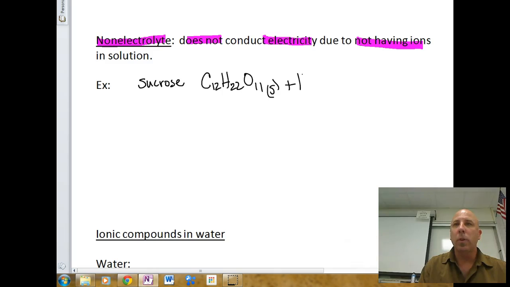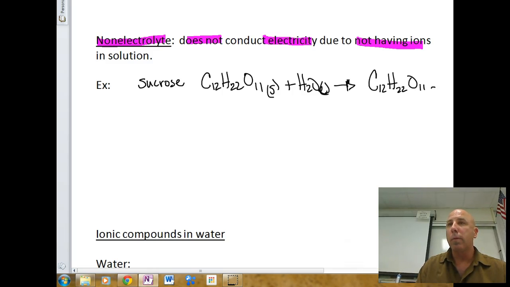And if we were to put sucrose into water, we know sucrose, sugar, it's going to dissolve. But what it does not do is break up into ions. It does dissolve, there's no doubt about that, and we've all experienced sugar dissolving in water, but it's not going to break up into its ions.